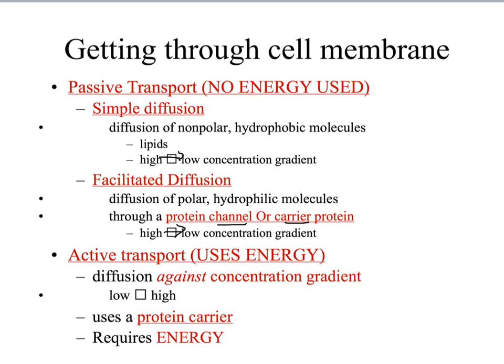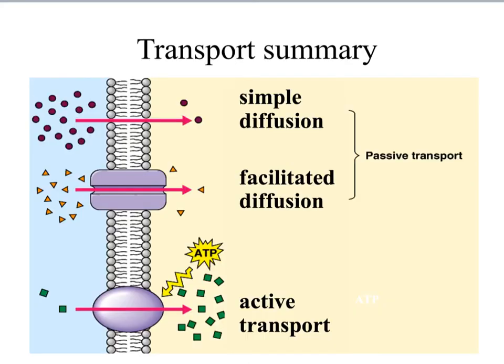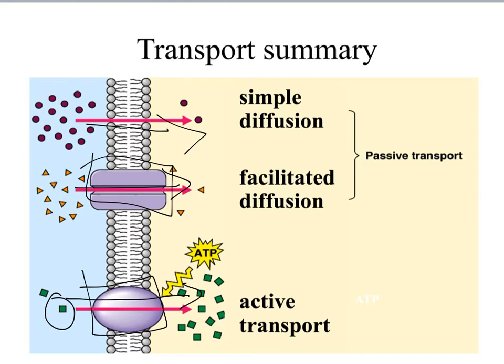Active transport is the use of energy. It's diffusion against the concentration gradient, so it's going from low to high. It's going to require the use of a protein carrier and energy, and the energy that's used is ATP. So this is the information you should write down. This is just giving you a visual of the different types of transport. So we have simple diffusion straight through, facilitated diffusion using a protein, and active transport going against that concentration gradient. So here you can see it's low concentration going to high concentration and requiring the use of ATP, and that's what makes it active.